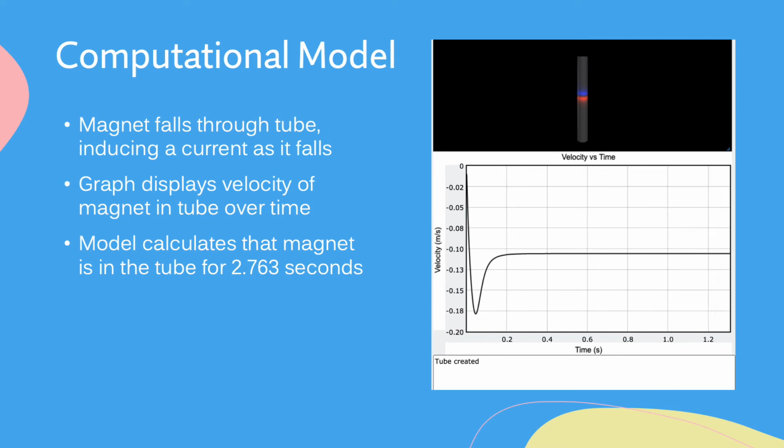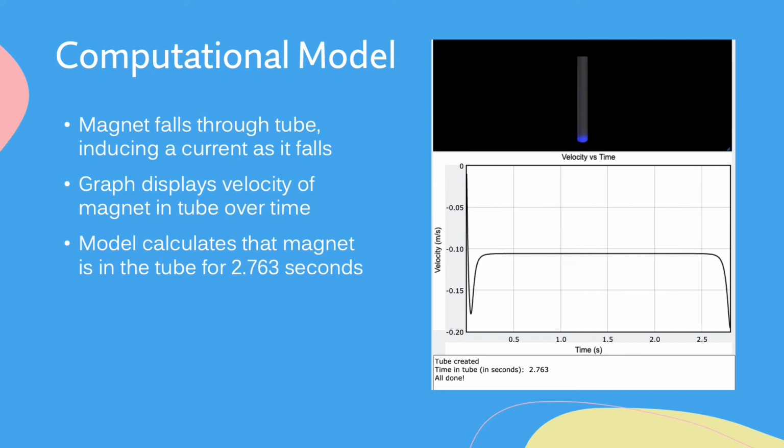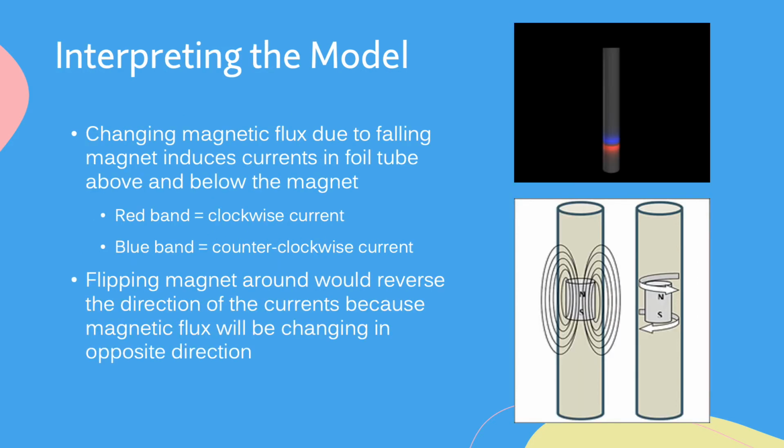In our model, the magnet falls through a tube, inducing currents as it falls. The graph displays velocity of the magnet in the tube over time, and the model calculates that the magnet is in the tube for 2.763 seconds. The changing magnetic flux due to the falling magnet induces currents in the foil tube both above and below the magnet. The red band represents clockwise current, while the blue band represents counterclockwise current.